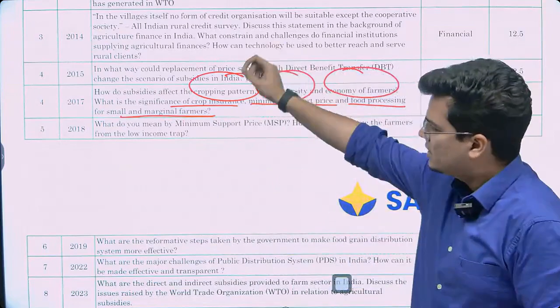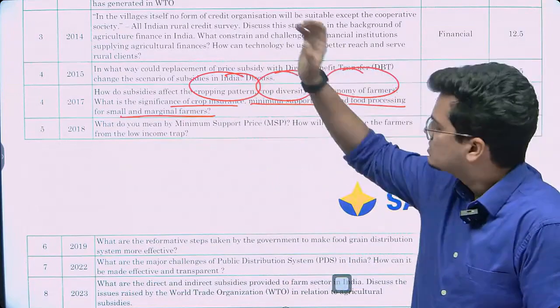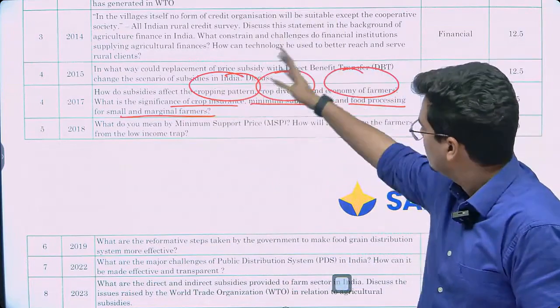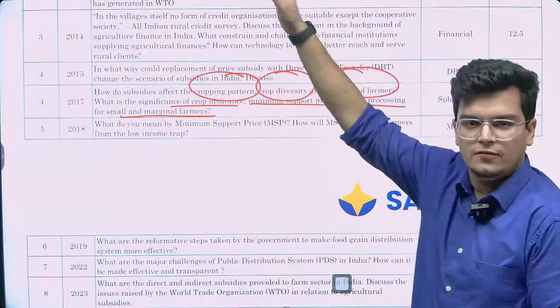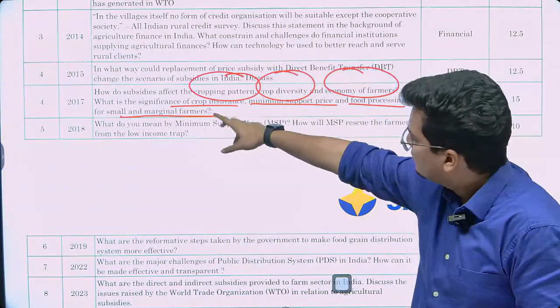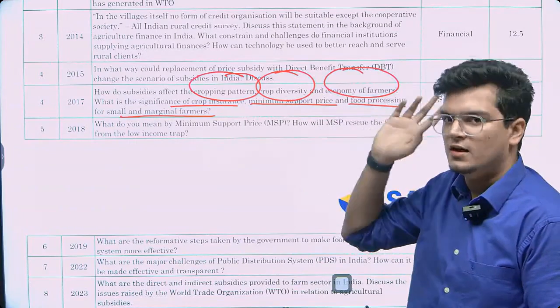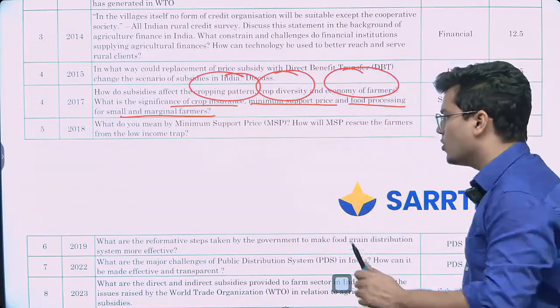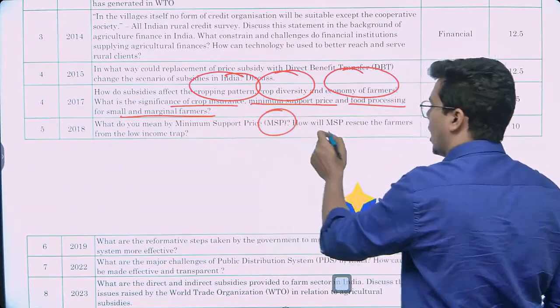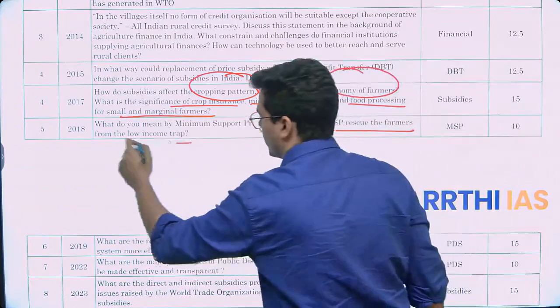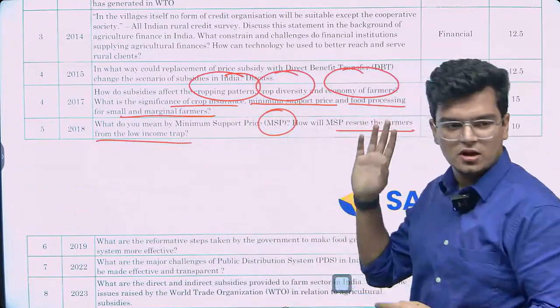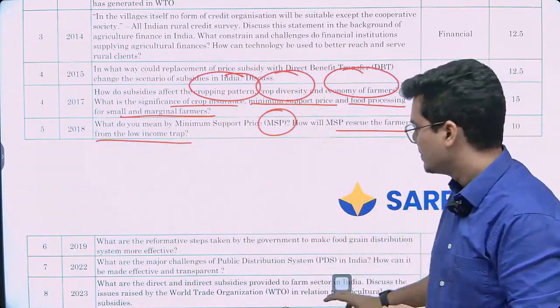Again, you see how two topics have been linked. Subsidies linked to cropping pattern and crop diversification, both we have seen above. Significance of crop insurance, MSP, and food processing. These are also things we have seen above. Then, what do you mean by MSP? How will MSP rescue farmers from low income trap? So direct question on MSP, और इस बार भी आएगा, देख लेना.